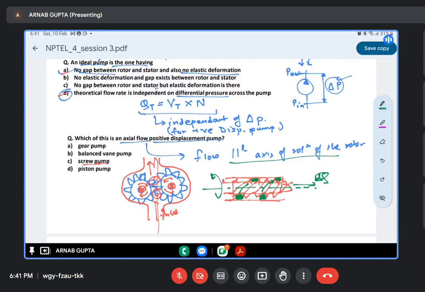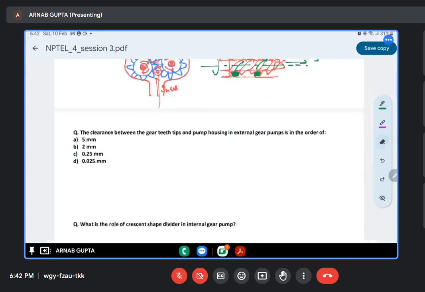Again, in case of a piston pump, we can't say it's an axial flow type, right? We can't say it's an axial flow type, but the screw pump is an axial flow type positive displacement pump. Okay, fine. Moving on to the next question.